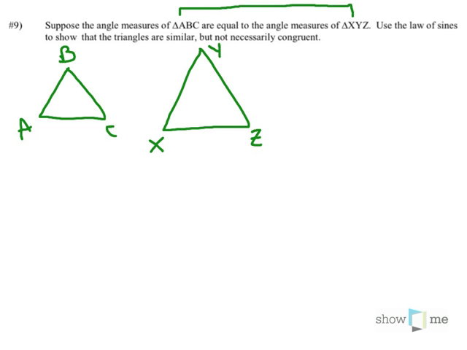Since the A's and X's are first, it means those angles are the same. Since B is next and Y is next, it means those angles are the same. And then since C and Z are last, it means those angles are the same. It's not a coincidence. The order that you're told these things matters.